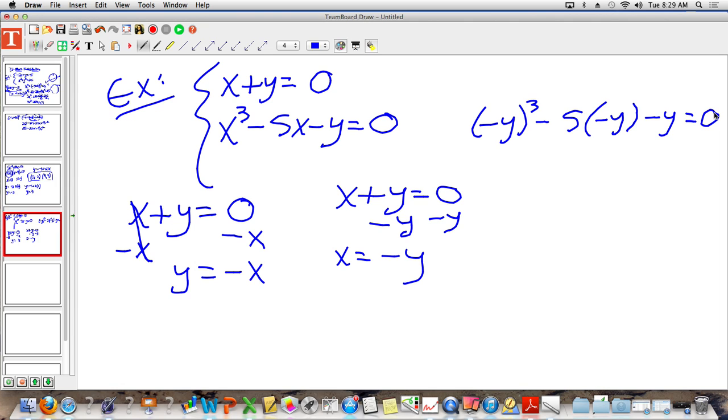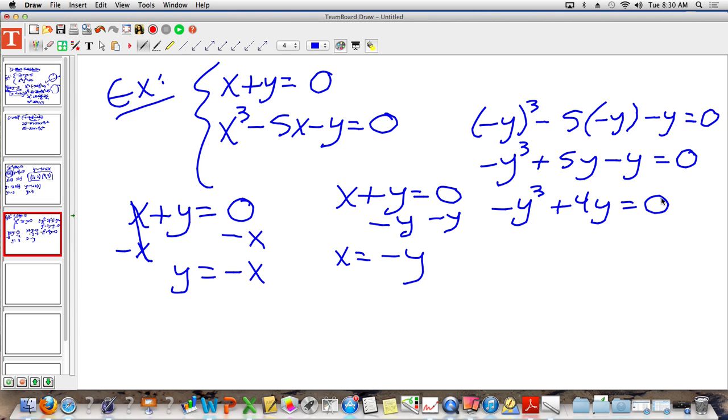Adding the area together. Negative y cubed means negative y times negative y times negative y. What is a negative times a negative? Positive. And then a positive times a negative is going to be a negative. So we would have negative y cubed here. Now we have a negative 5 times a negative y, which is a positive 5y. Positive 5y minus y is 4y. So we have negative y cubed plus 4y is equal to 0.